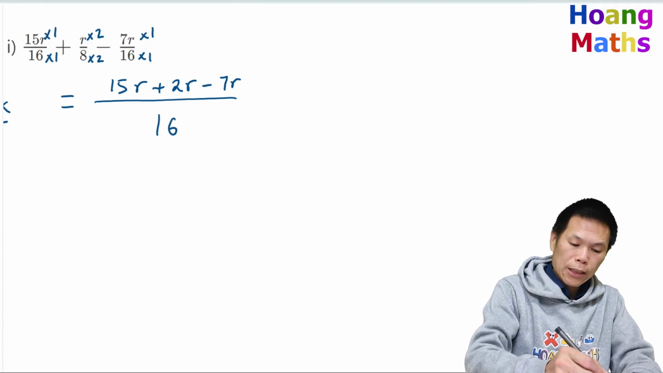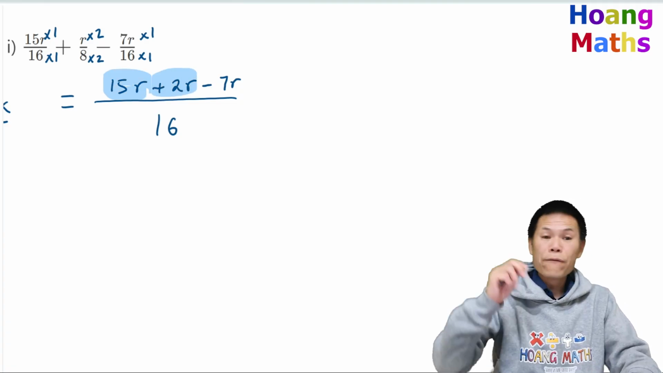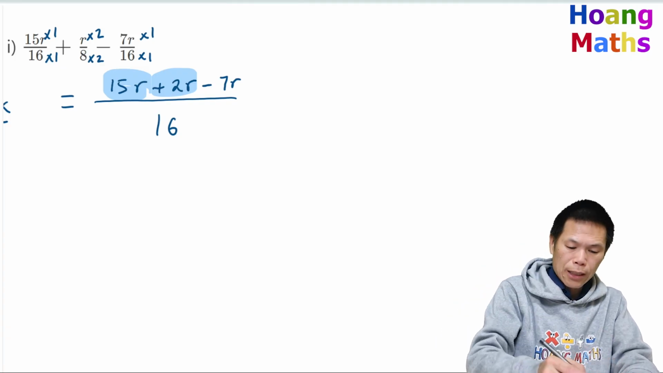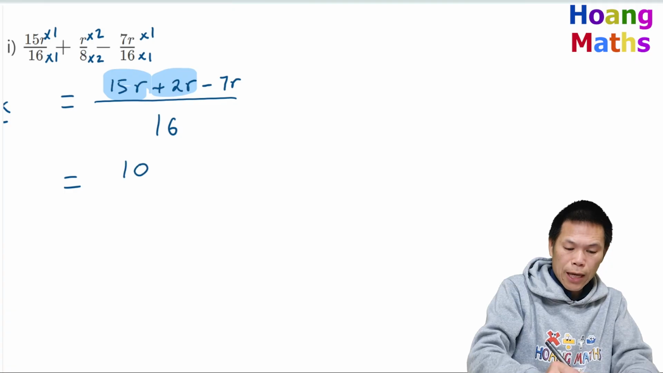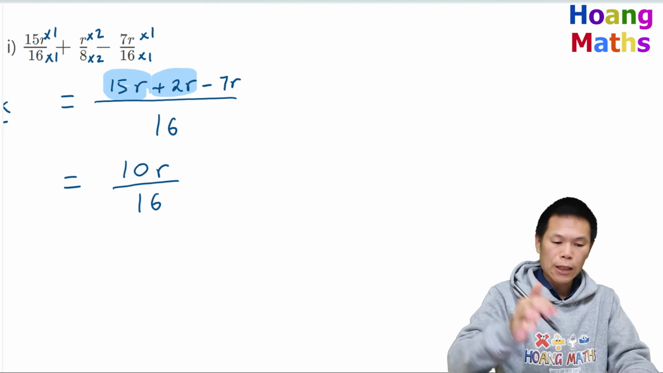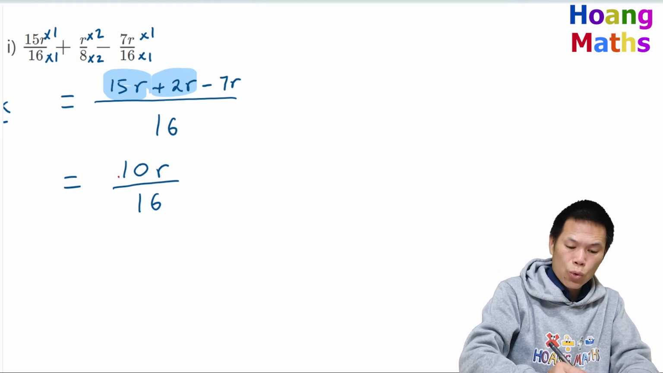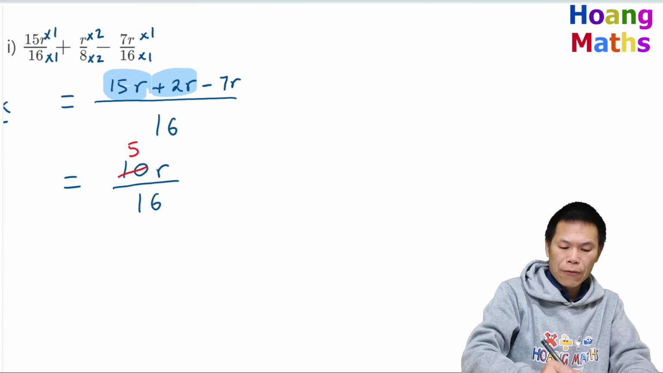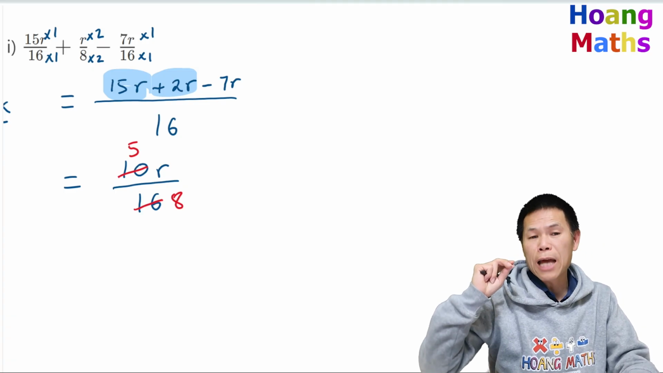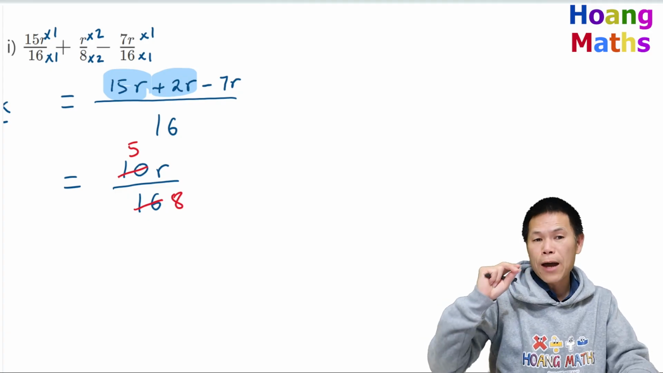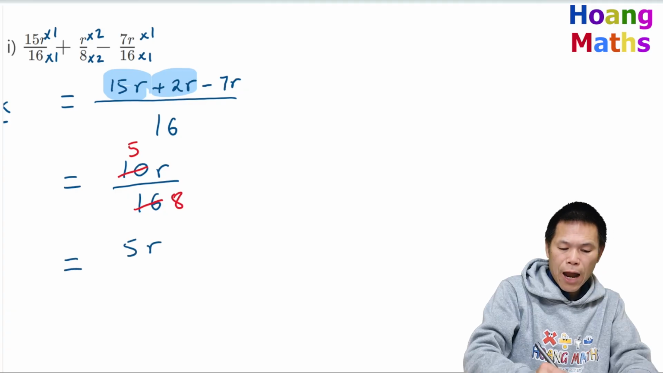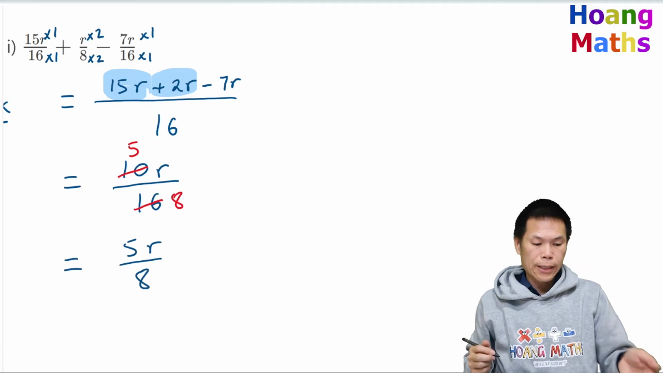Now we just collect the like terms. So 15, we plus 2. 15 plus 2 is 17. And we minus 7, that gives me 10. So the answer is equal to 10r over 16. So 10 over 16, both can divide by 2. This divided by 2 gives me 5. This divided by 2 gives me 8. So now 5 times r is 5r. So 5r over 8. So the answer is equal to 5r over 8.